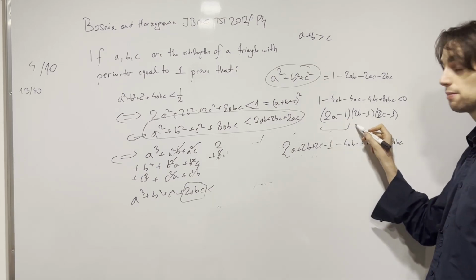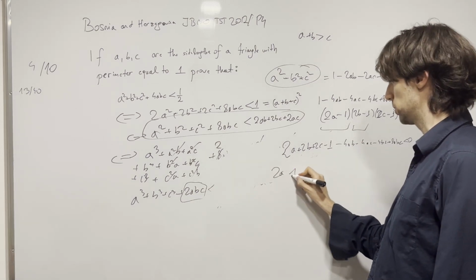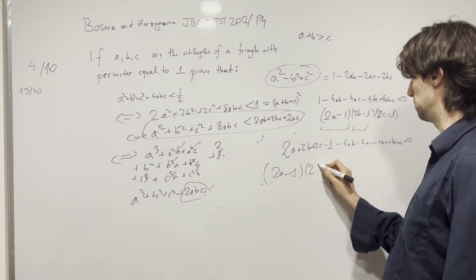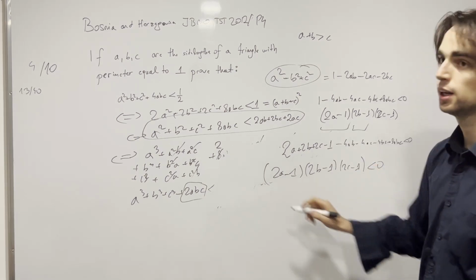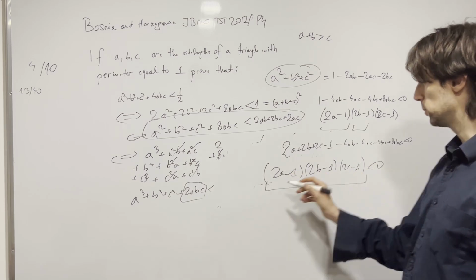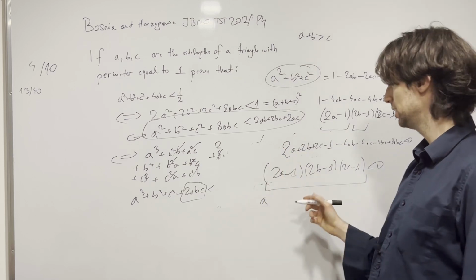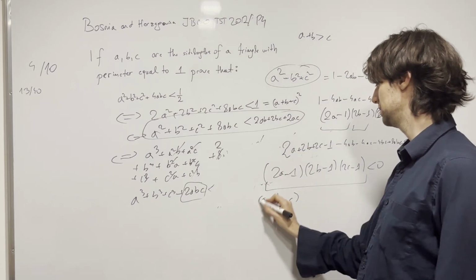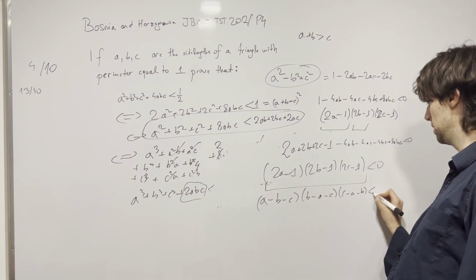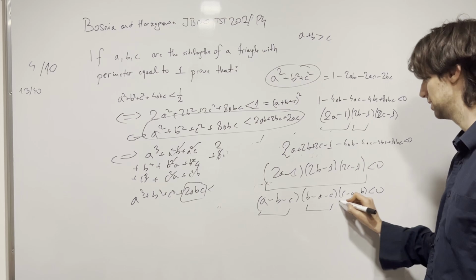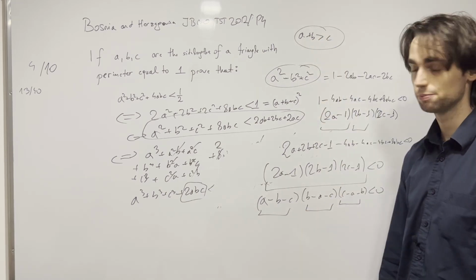And now if we actually try to factor it like this, we'll get that we're good. We actually can factor it like this. We get 2a minus 1, 2b minus 1, 2c minus 1 needs to be less than 0. And this is true. Why? Well, this factors into, if instead of 1 I put a plus b plus c, a minus b minus c times b minus a minus c times c minus a minus b is less than 0. Given all of these are negative due to the triangle inequality, we're done.